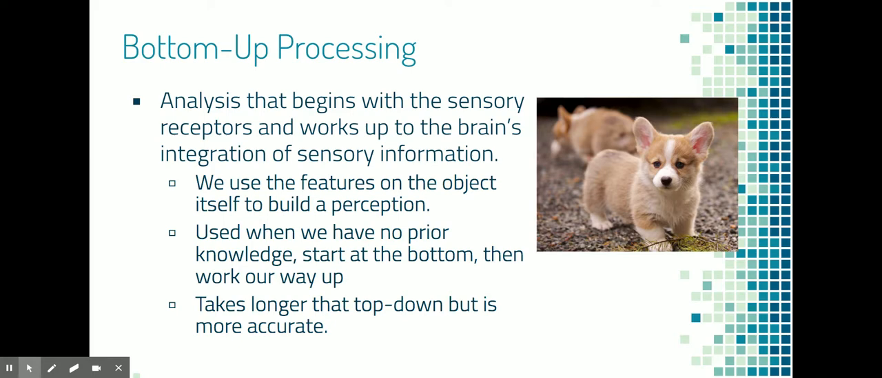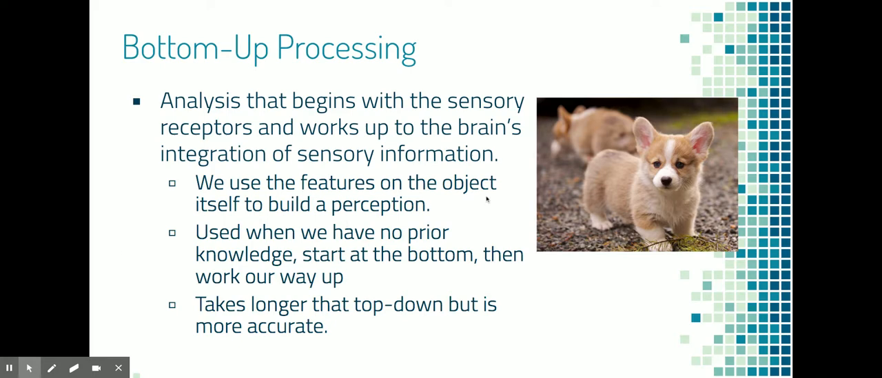So bottom-up processing is defined as analysis that begins with the sensory receptors and works their way up to the brain's integration of sensory information. So we use the features of the object itself to build a perception. Okay, and this is used when we have no prior knowledge. We have to start at the bottom, then work our way up.